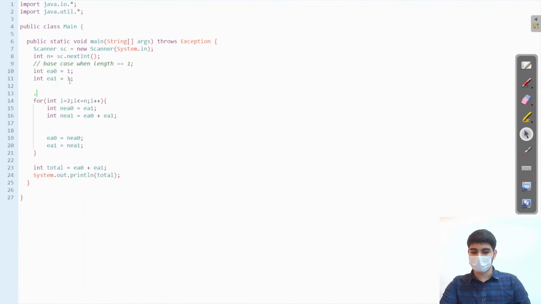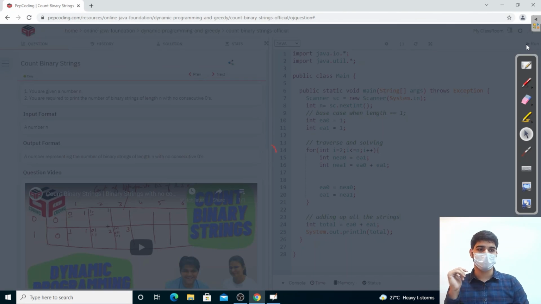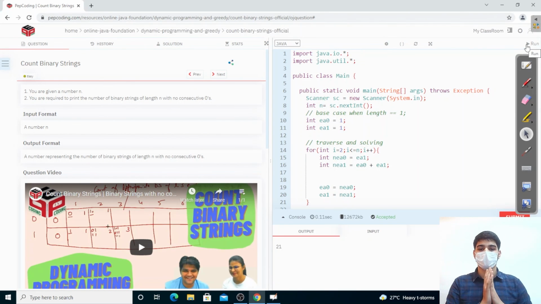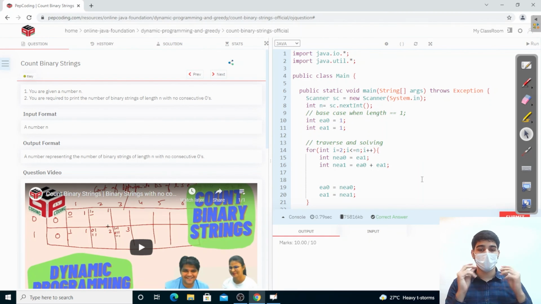So on line 22, if I comment over here, this is my traversing and solving portion, right? And in line number 23, what we are doing is adding up all the values, right? So these are the 3 steps that we have performed. Let's run this and see if it works. So it does. We are getting 21 for our sample test case. Let's submit this for all the test cases. So all the test cases are passing. We are getting 10 out of 10. That means our solution is absolutely correct.